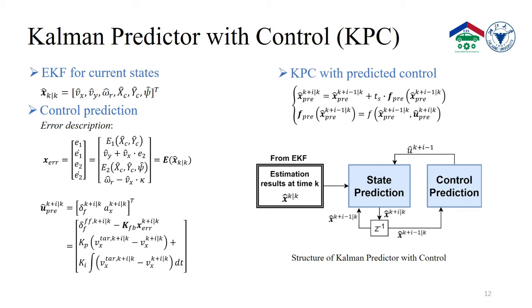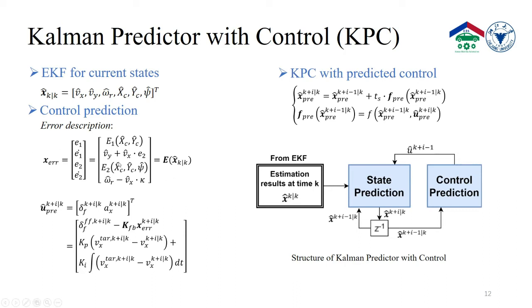As I described before, first, in KPC, an EKF, an extended Kalman filter, is used. Here we adopt the longitudinal velocity, lateral velocity, yaw rate, global coordinates of the ego vehicle, and yaw angle as the system state. Then, after getting the optimal estimations of the vehicle's current states, we come to the control prediction.